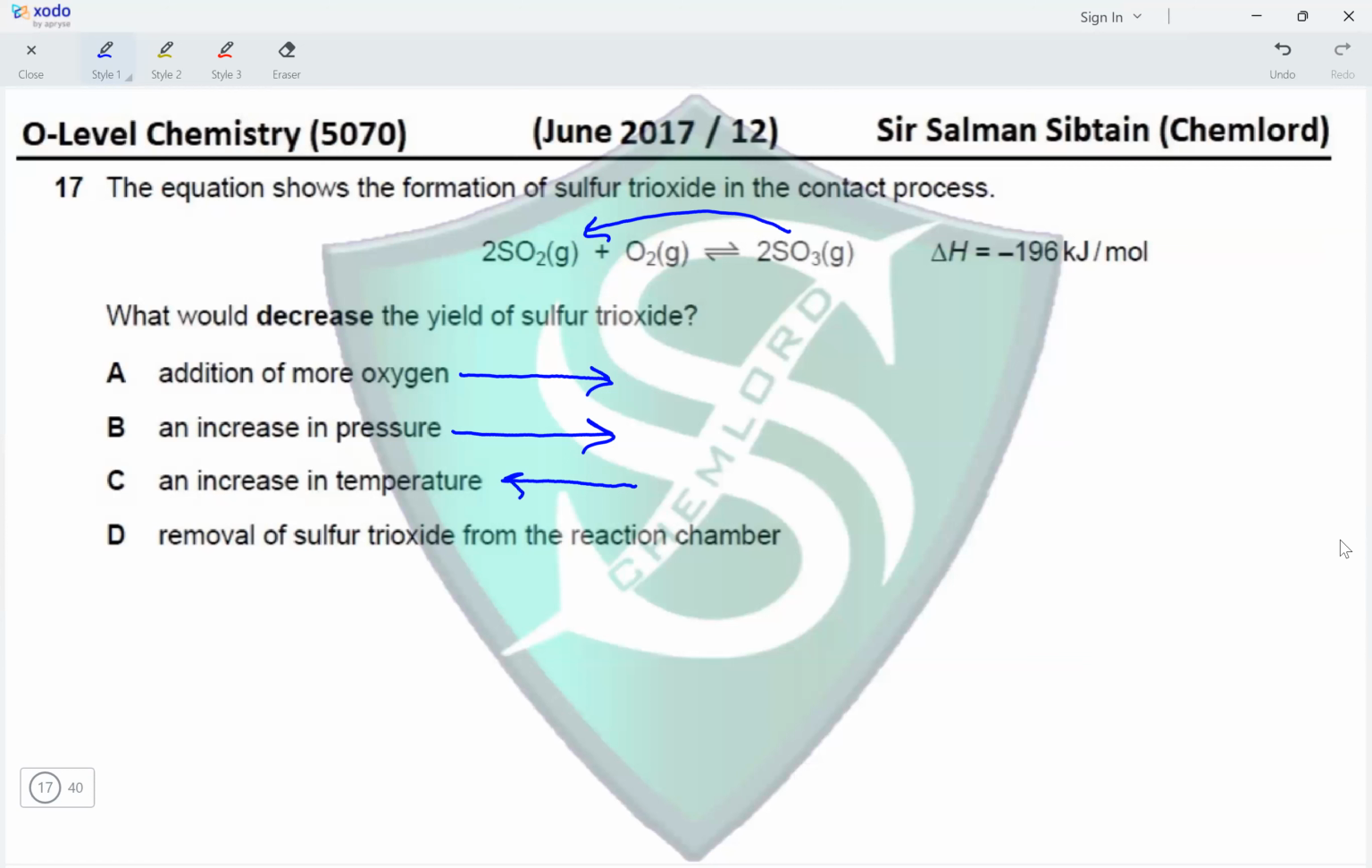And removal of sulfur dioxide from the reaction chamber would cause the concentration of products to decrease. The equilibrium will be favored in the forward direction in order to adjust the concentration of the products. Therefore, the only option with the backward reaction being favored is an increase in temperature, making C the correct option for this question.